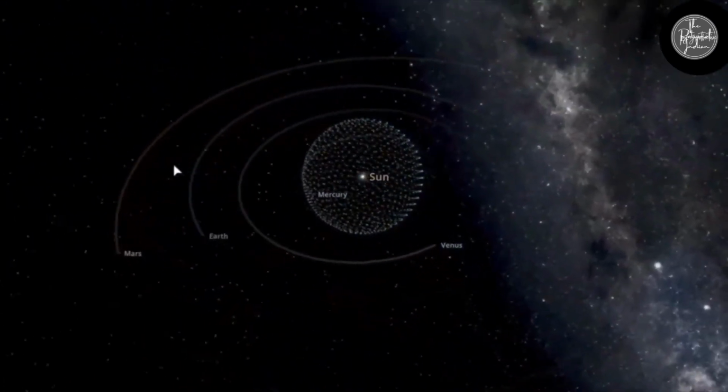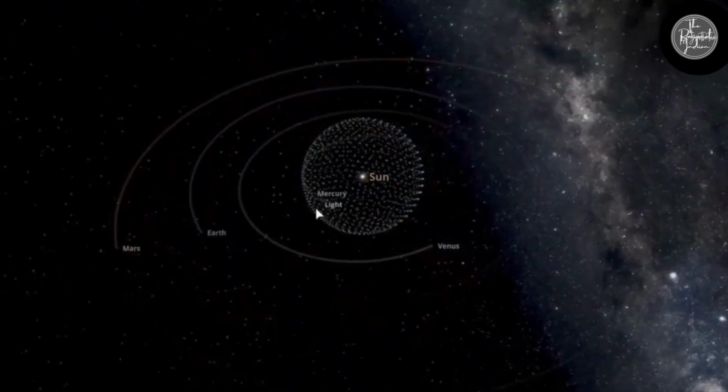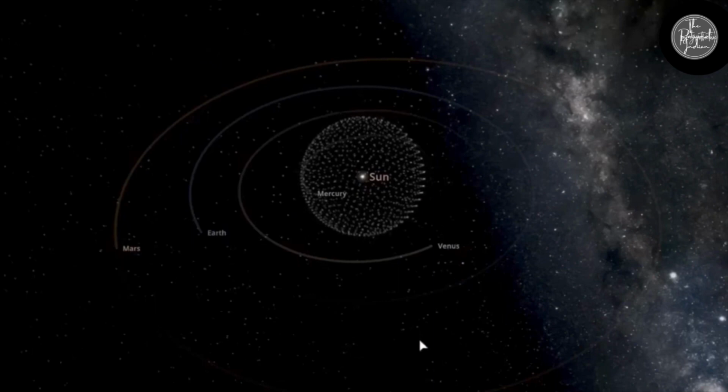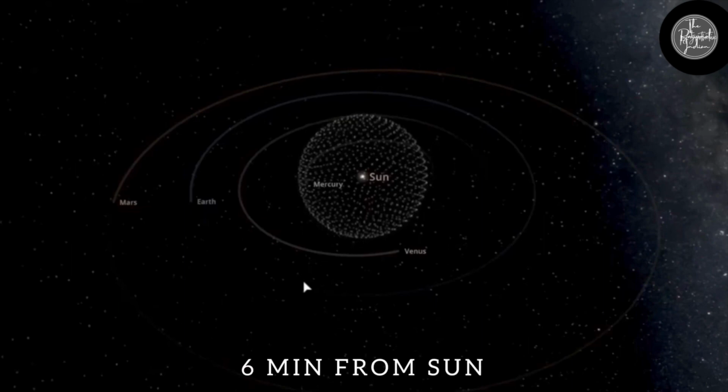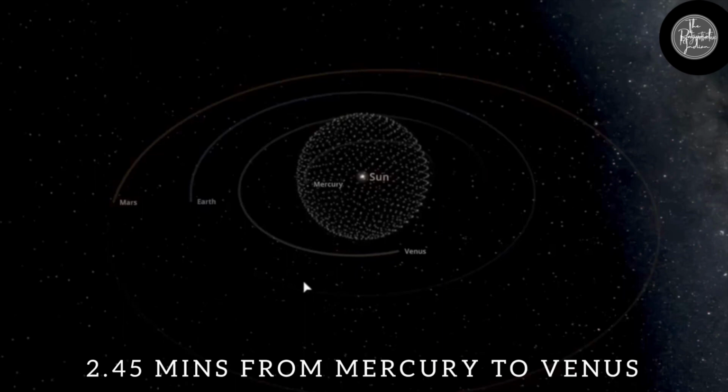As you can see, light has already reached Mercury now. It took 3 minutes and 13 seconds. Now it will proceed to its next destination, which is Venus. It takes light approximately 6 minutes to reach Venus from the Sun, and almost 2 minutes 45 seconds from Mercury to Venus.